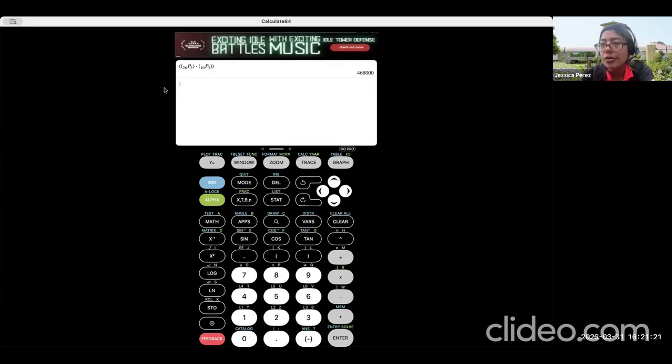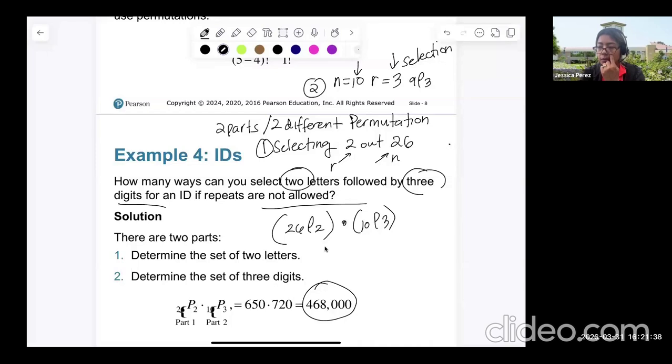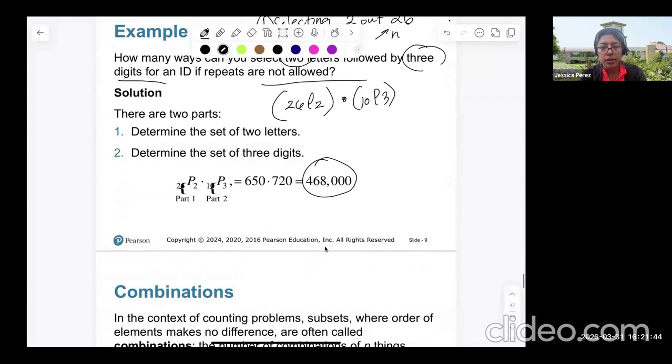So make sure that you're using parentheses when you're using your calculator. That way you are separating the 2 different permutations and then taking the product of those permutations. Alrighty. So make sure that you pay attention to little details. Selecting 2 letters followed by 3 digits, and there are 10 digits out of the entire set. And that was a permutation.